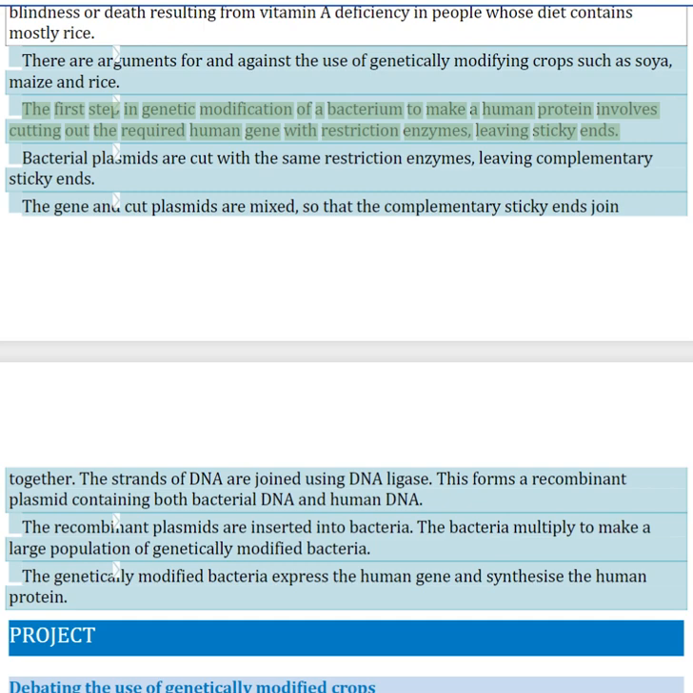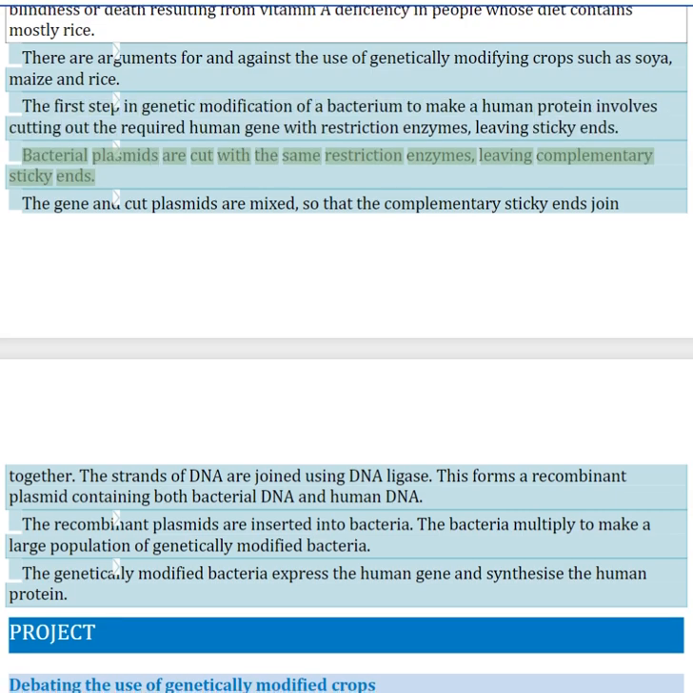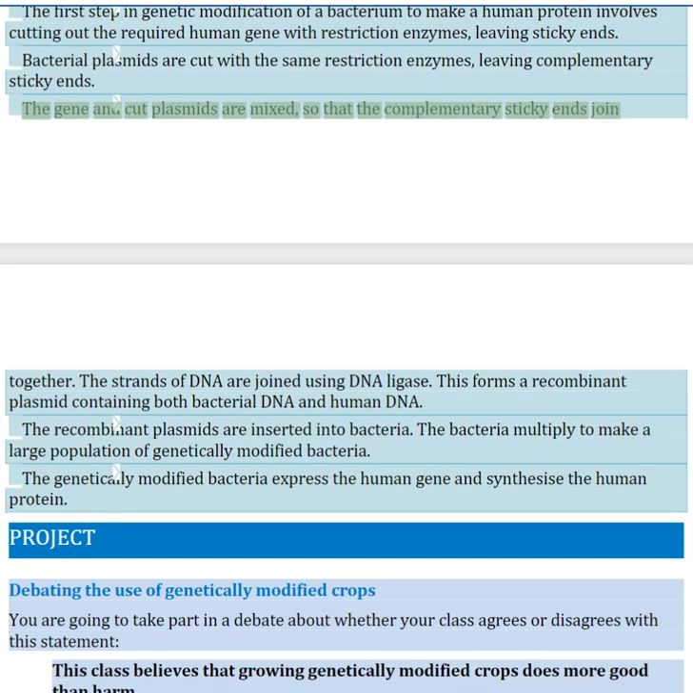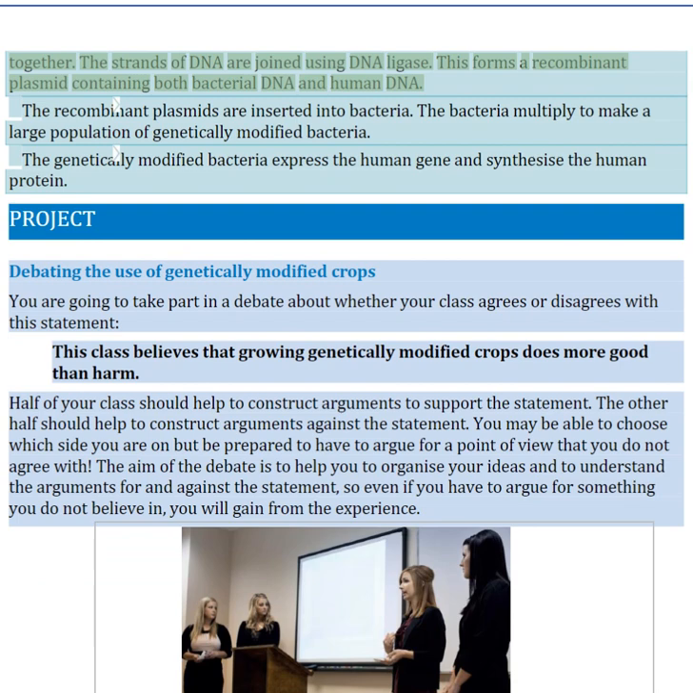The first step in genetic modification of a bacterium to make a human protein involves cutting out the required human gene with restriction enzymes, leaving sticky ends. Bacterial plasmids are cut with the same restriction enzymes, leaving complementary sticky ends. The gene and cut plasmids are mixed so that the complementary sticky ends join together. The strands of DNA are joined using DNA ligase. This forms a recombinant plasmid containing both bacterial DNA and human DNA.